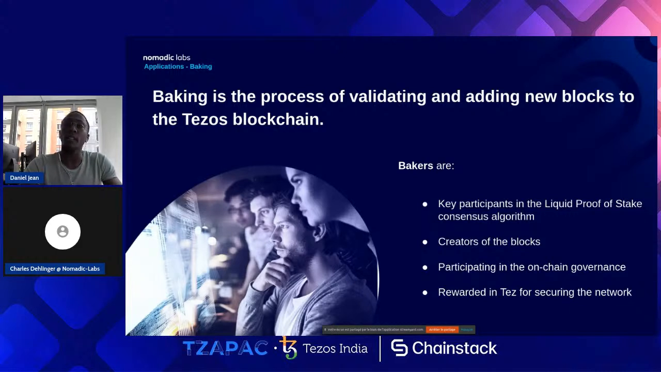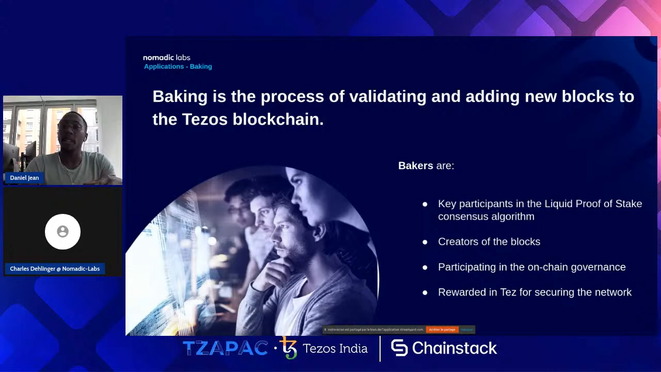Bakers are creators of the blocks because bakers receive operations in a mempool. We can see a mempool as a data structure which contains all pending transactions and operations from users. Bakers validate them, build blocks, add them to the blocks, and through the node they are connected to, they communicate the blocks to their peers, the nodes.